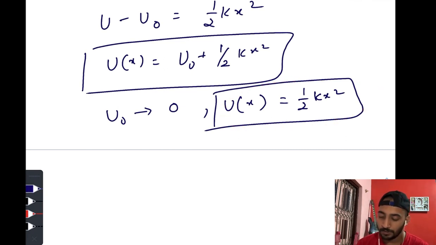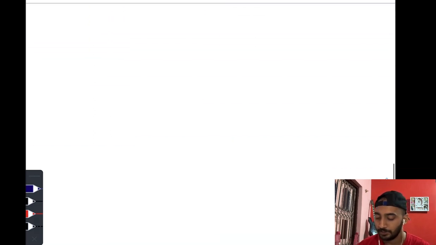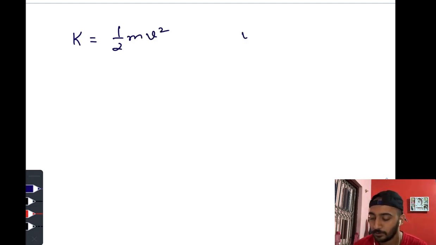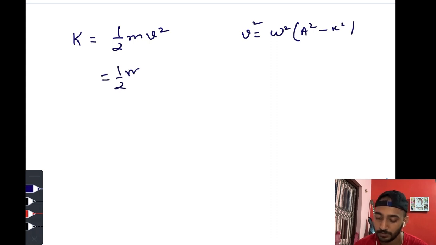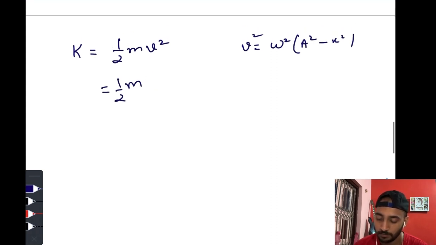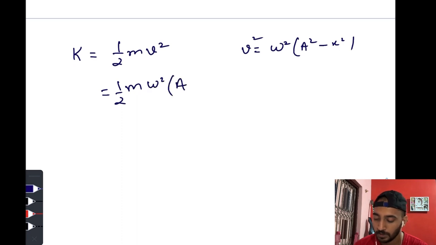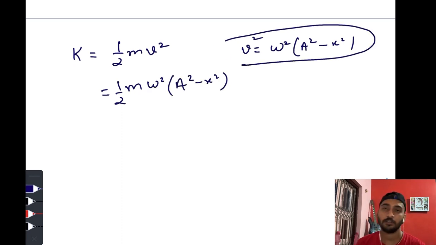Now let us check the kinetic energy. Kinetic energy is very simple. The kinetic energy of a particle would be half mv square, and we already know that v equals omega times the square root of a square minus x square. So you can just put that equation here. So we get half m omega square times (a square minus x square). This we already learned in the previous lecture.